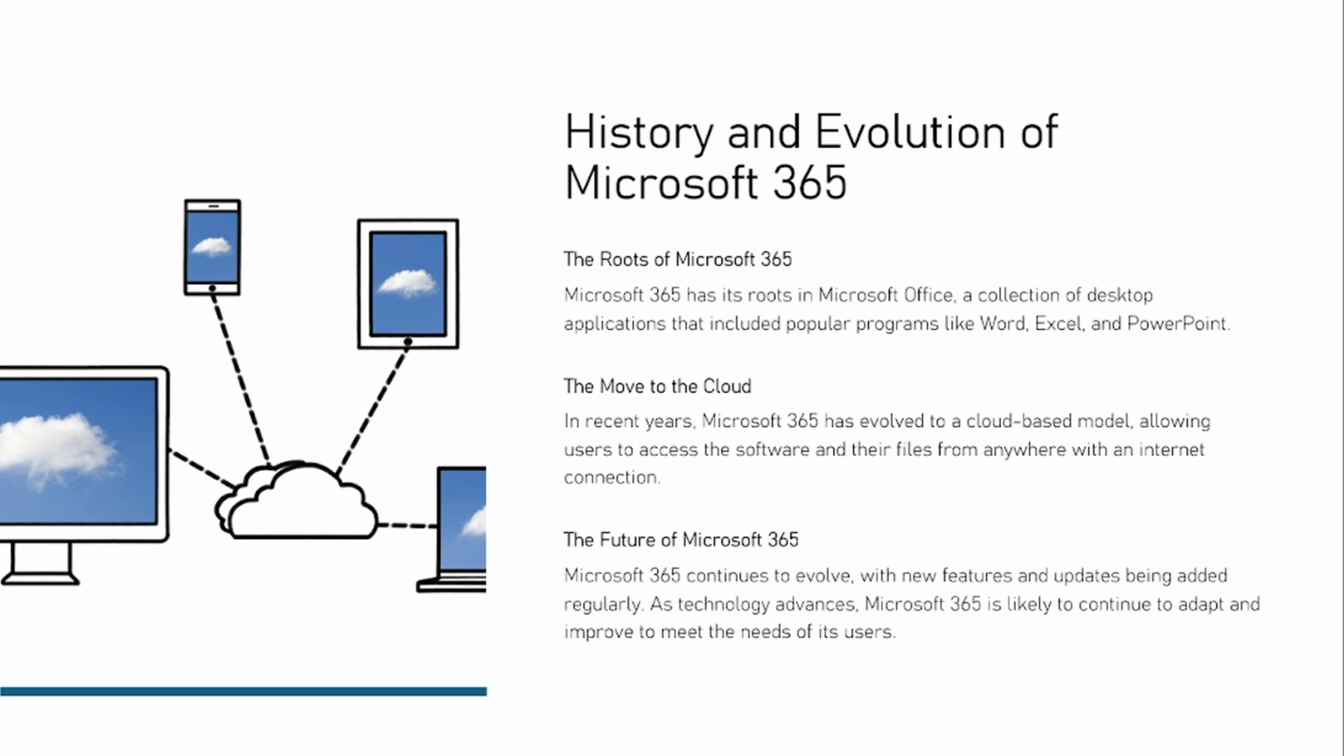Okay, now from there it evolved to cloud. That is why we have the move of cloud from the root of Microsoft 365, which is formerly Office. We move it to the cloud. Now in recent years, Microsoft 365 has evolved to a cloud-based model, allowing users to access the software and their files from anywhere with an internet connection. Don't forget that we define cloud to be as internet.